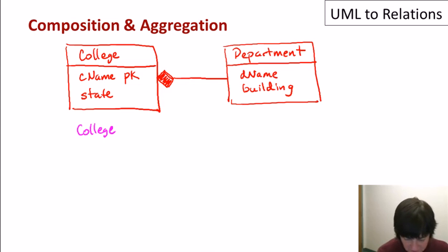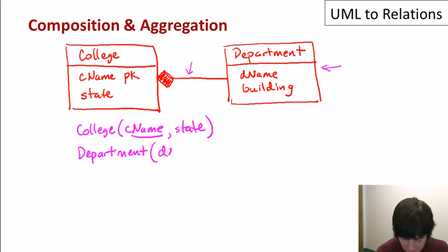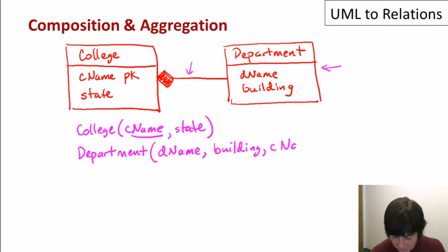We'll translate the college side as usual with the key attribute, college name, and the other attributes. And then, although this is an association, we're not going to have a separate class for it. We're going to have the right-hand side class have both the values of the objects in that class and the association captured together. So we'll have a relation called department, and it will have the department name and the building, and then it will also include the key of the object it belongs to. So in this case, that would be a college name.